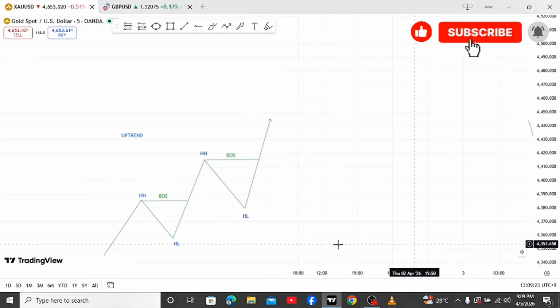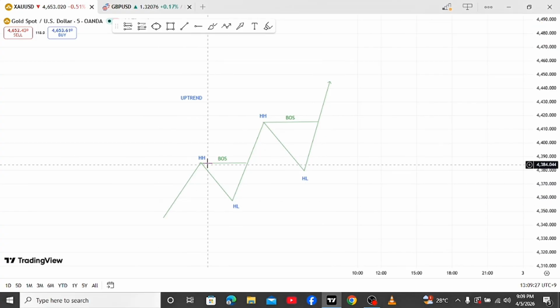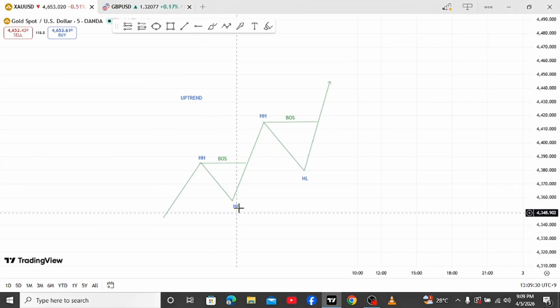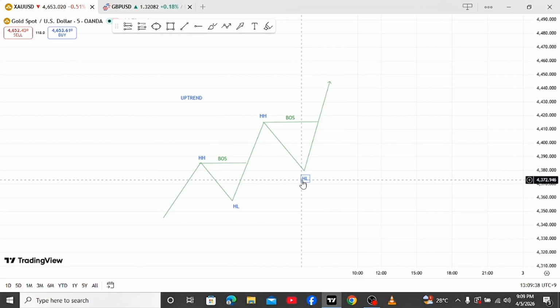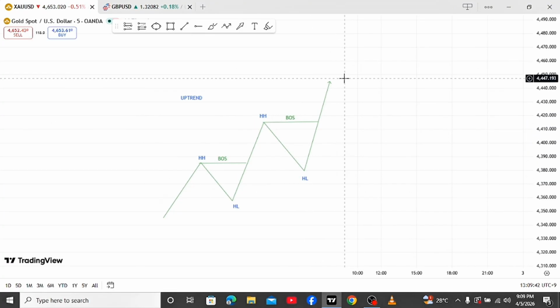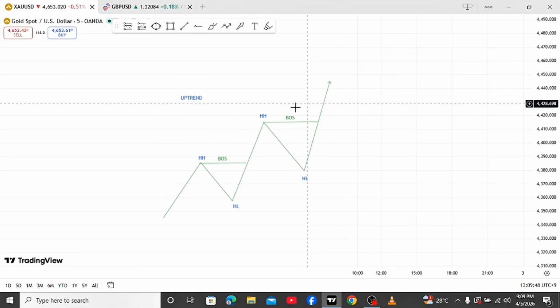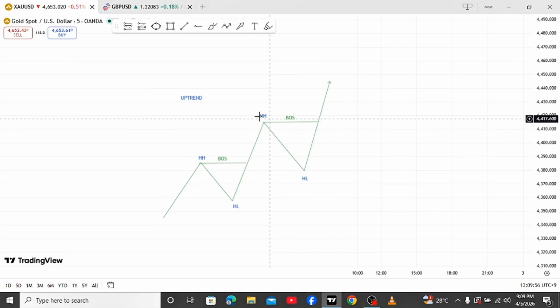So if you notice here, the market moved up and retraced a little bit, and then moved higher and retraced a little bit again, creating a higher low, and then moved higher again, creating another higher high. This is called a break of structure because the market broke this high right here.